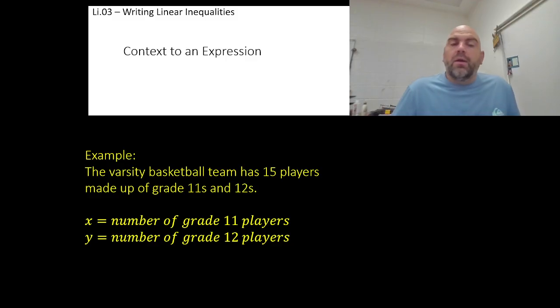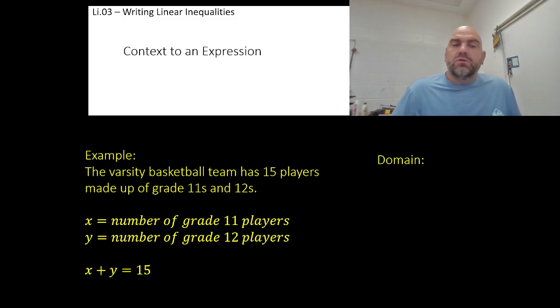All right, now we want to come up with an equation that represents these variables and the number of players that are on the team. Well, we know there's 15 players on the team, and we have maybe some grade 11s, maybe some grade 12s, some combination there. And so we're going to add them together. X plus y equals 15. Once we have this here, we can then come up with our domain and range.